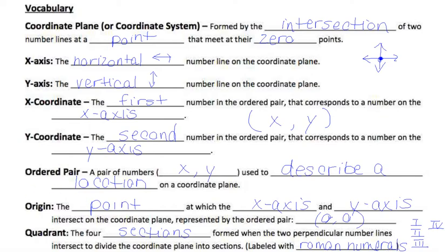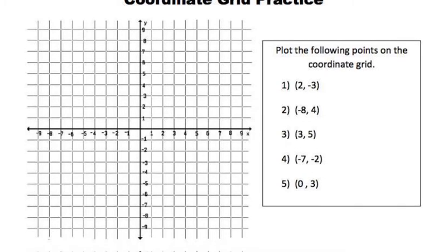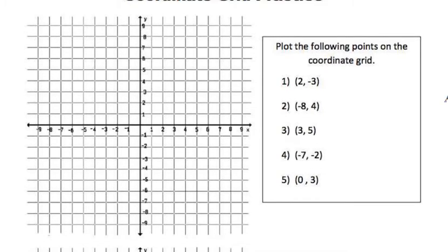Okay, so let's do some practice with these. The first 5 are plot. So we're going to plot the following points on the coordinate grid. X, Y, walk and fly is our rhyme. So we're going to start at the middle always. We're going to walk +2, 1, 2. And then we're going to fly, which means up and down. We're going to do -3. So we're going to go down to -3. So that is point 1.